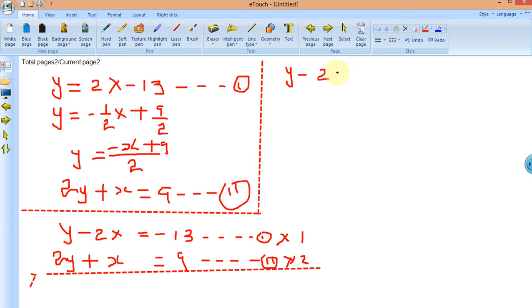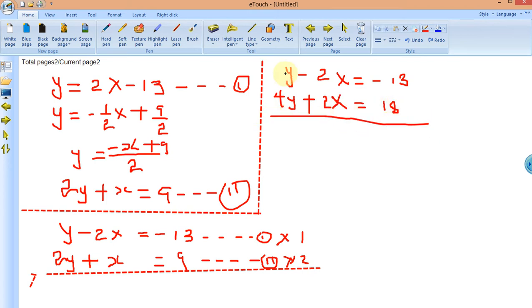So y minus 2x equals minus 13. That's equation 1. When you multiply by 1, it is a multiplicative identity, so it's not going to affect the variables and the constants. Then 2 times 2, that's 4. So this will be 4y plus 2x. 2 times x is 2x. Then 2 times 9 is 18, equals 18.